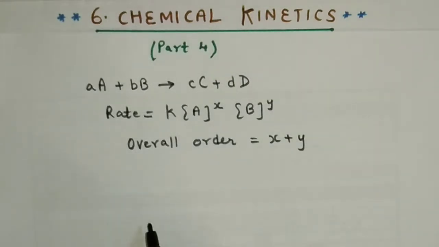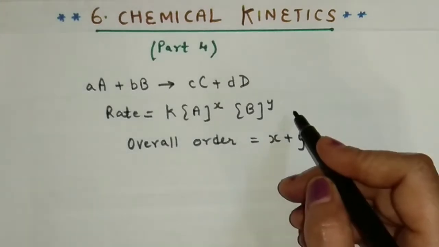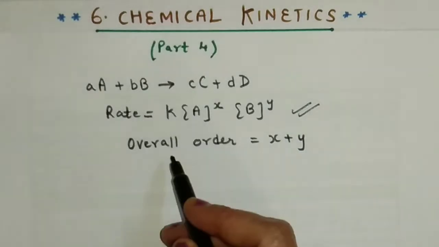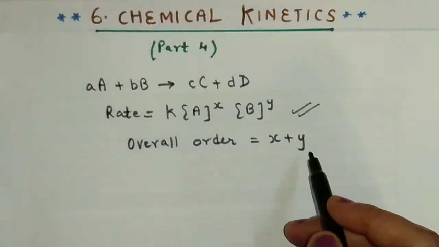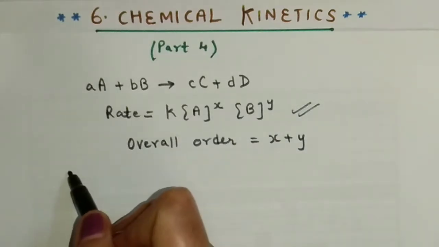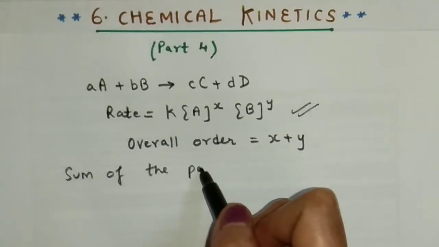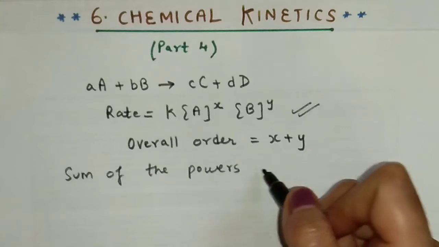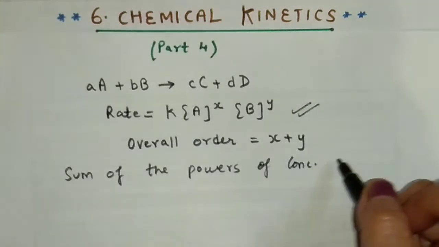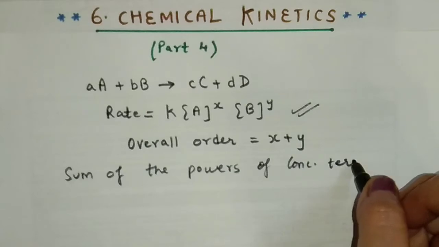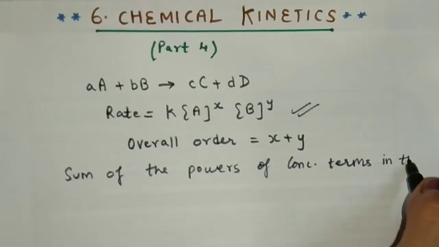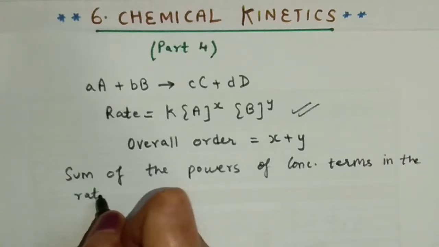Now, how can I define the order of the reaction? It is the sum of the powers of the concentration terms in the rate law expression. We know this is the rate law expression and the order was X plus Y. So how do we define the order of the reaction? It is defined as the sum of the powers of concentration terms in the rate law expression.